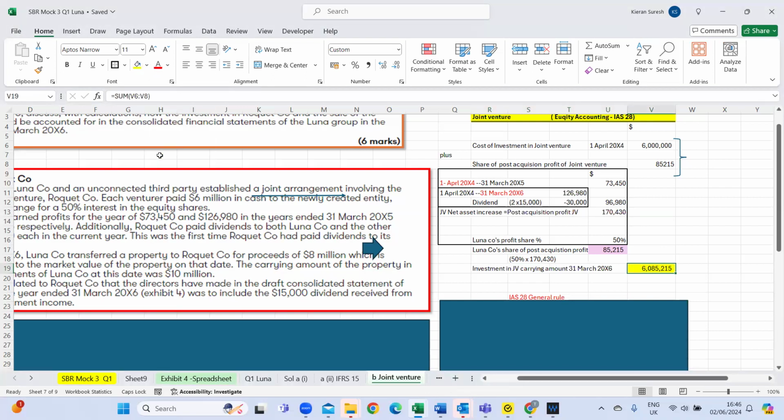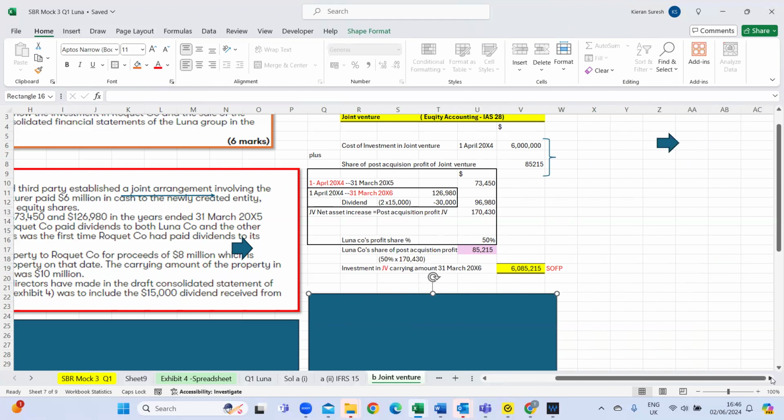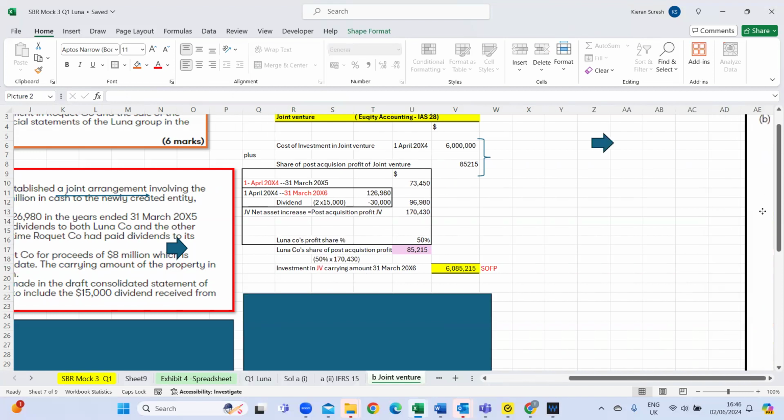It would appear in your balance sheet, right? This is a joint venture, so it would appear in the statement of financial position as an asset, as an investment in joint venture. That's one side done. So we also need to know what about the profit and loss account, right? This is in the balance sheet.